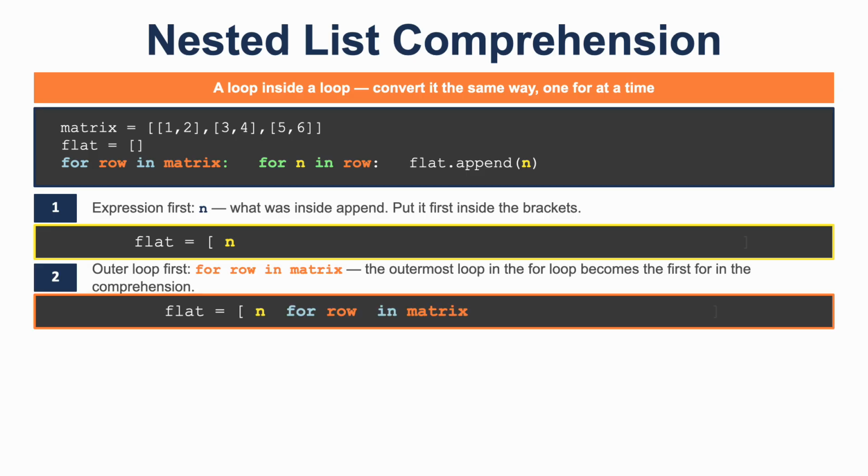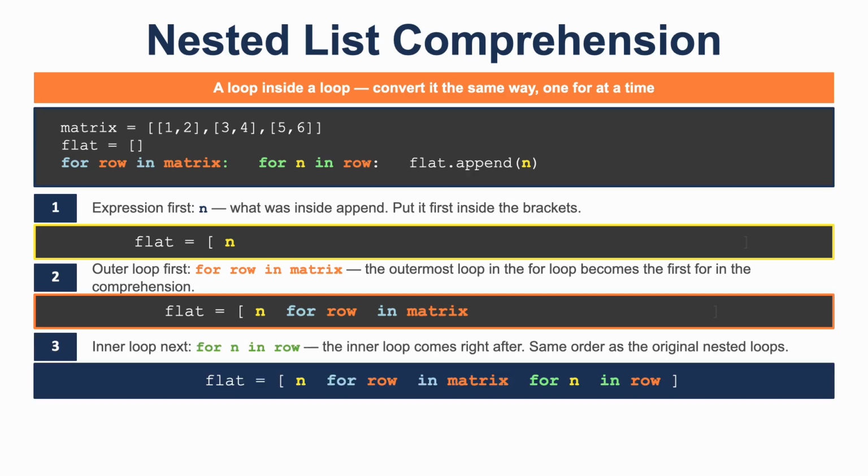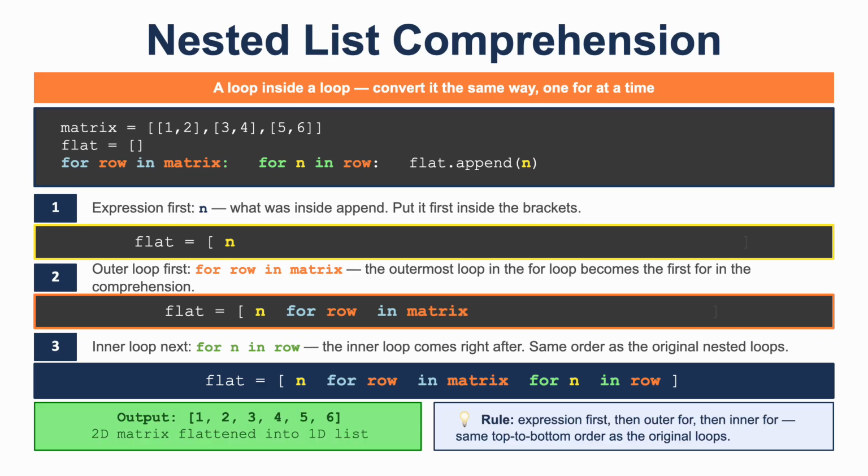Step 2. Outer loop next. The outermost for loop is for row in matrix. That becomes the first for clause in the comprehension, right after the expression. Step 3. Inner loop after. The inner loop is for n in row. That comes right after the first for clause. The rule is simple: expression first, then outer for, then inner for. The same top to bottom order as the original nested loops, just written in one line.